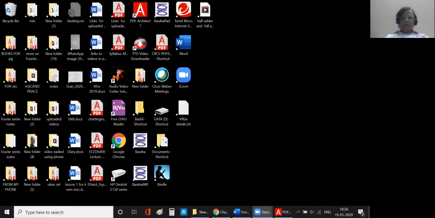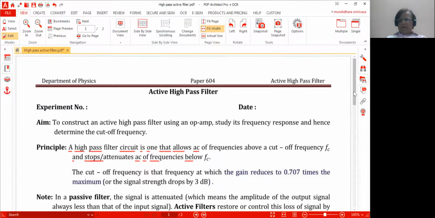To start with, we will be discussing the procedure related to the experiment high pass filter using op amps. As you are aware, the high pass filter using op amps essentially is a filter that cuts off frequencies below a set maximum and allows frequencies that are higher.